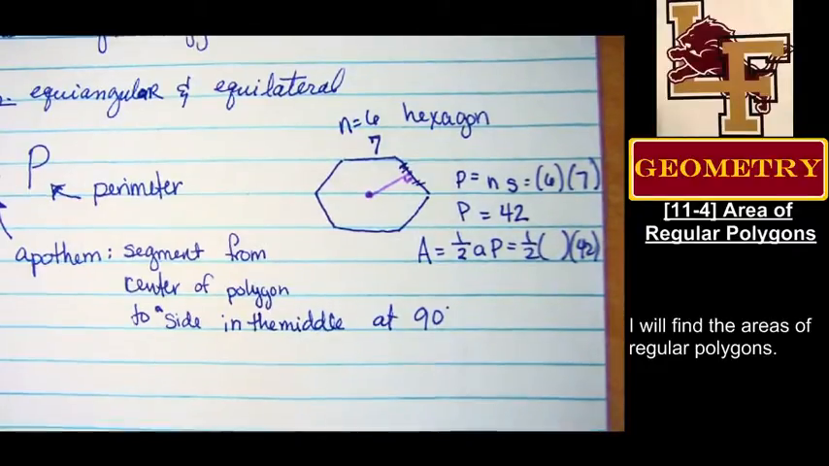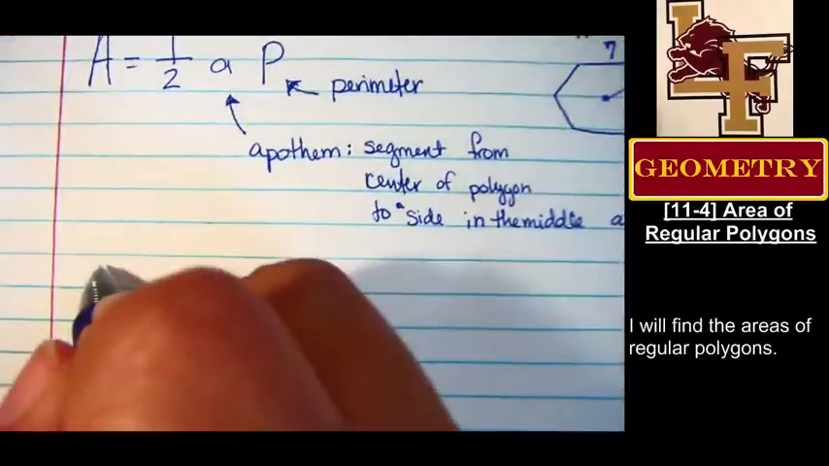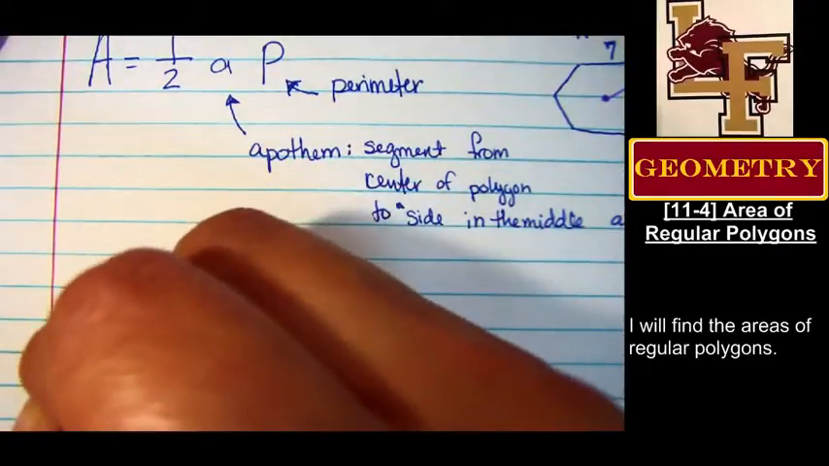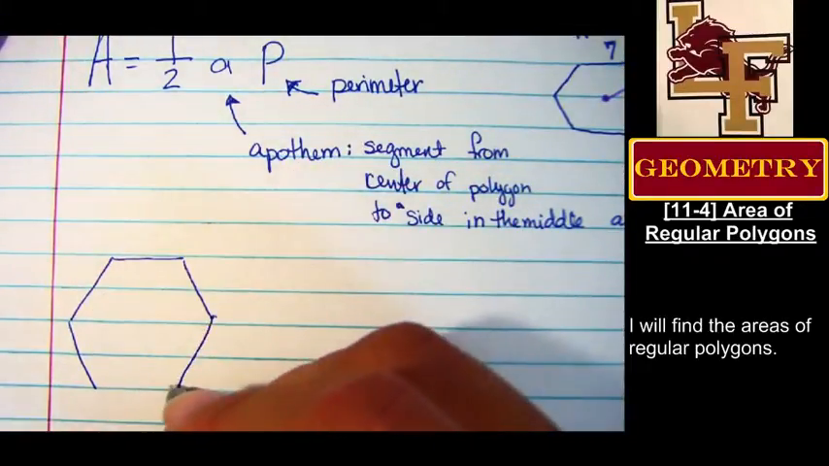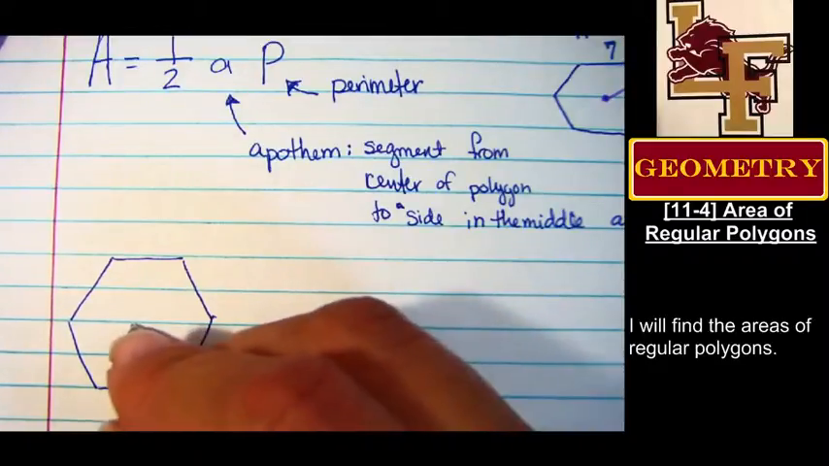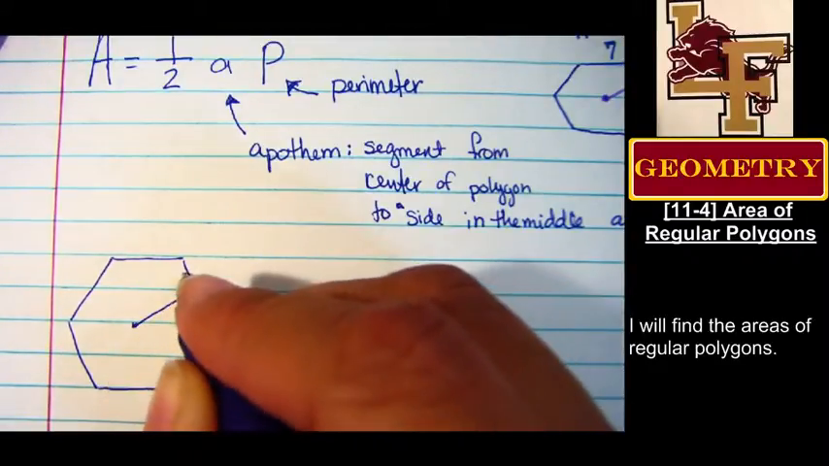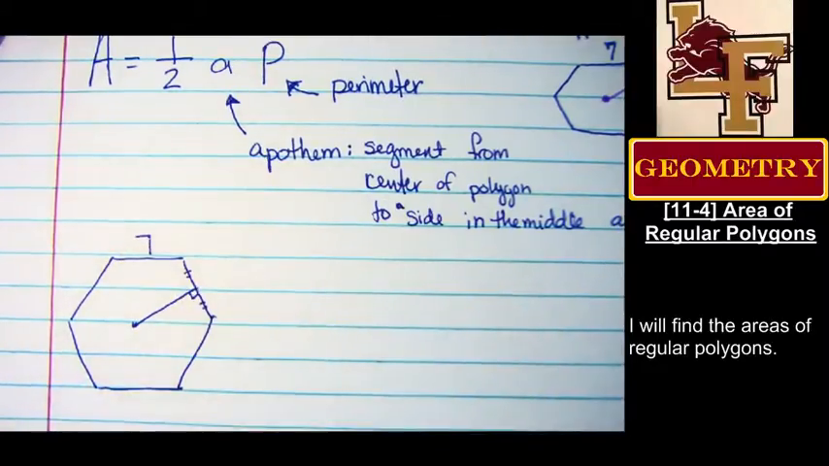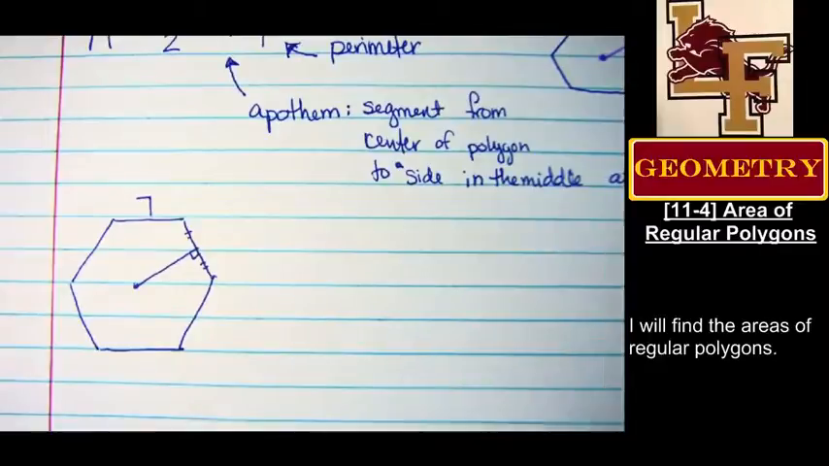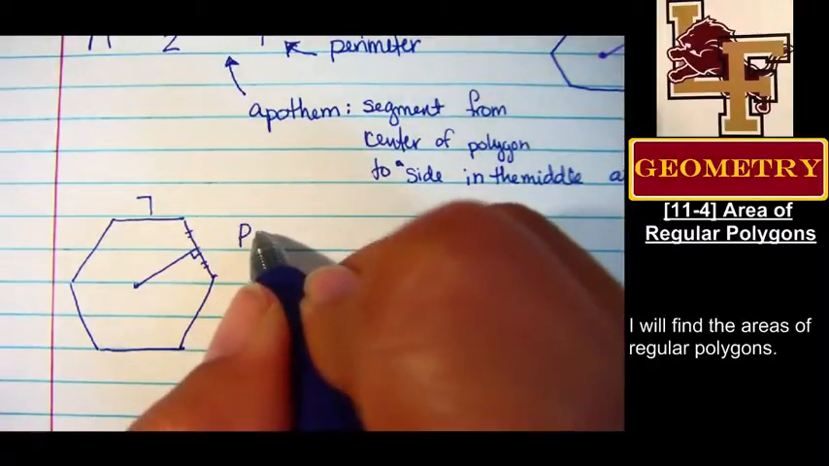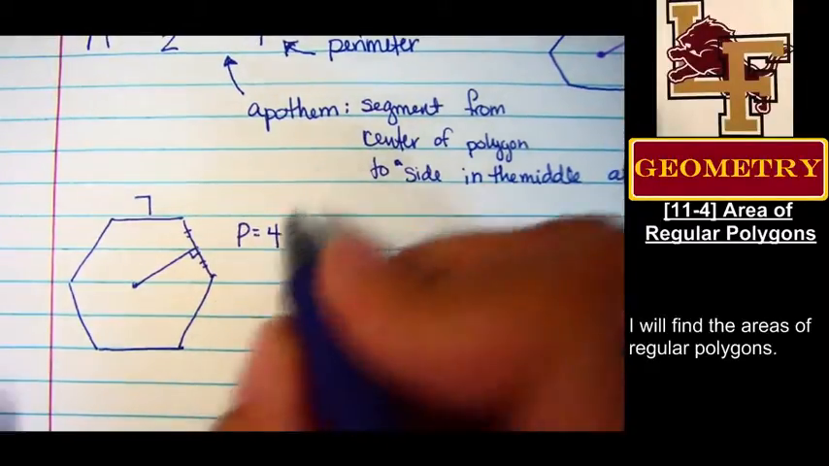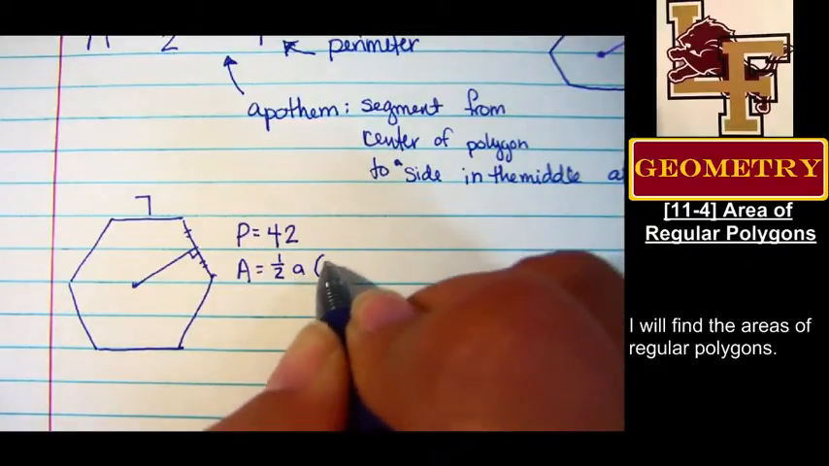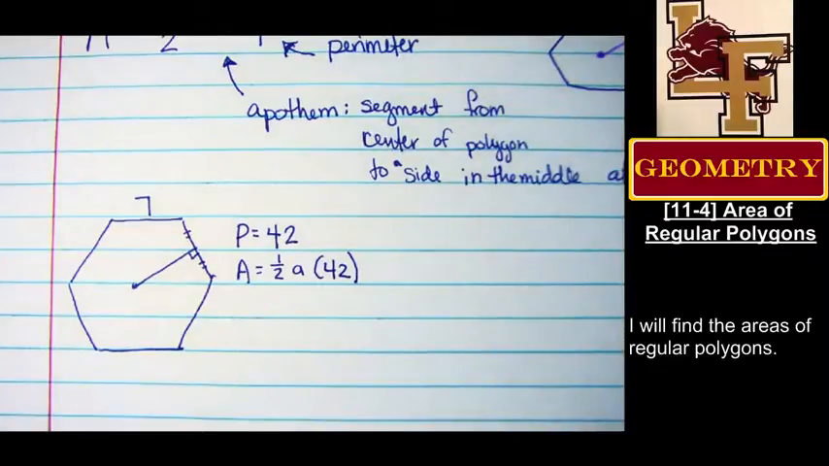All right, I'm going to scoot down here. I'm going to draw another hexagon. I'm basically just redrawing the hexagon that I had up there at top. All right, so there's my hexagon again. I know that my perimeter is 42. And I know that if I could just figure out what the apothem is, I could find my area.